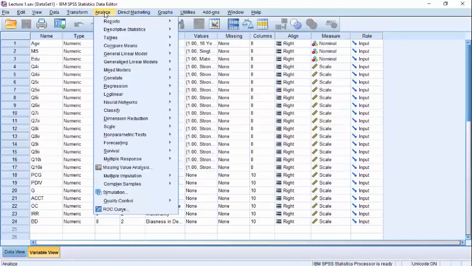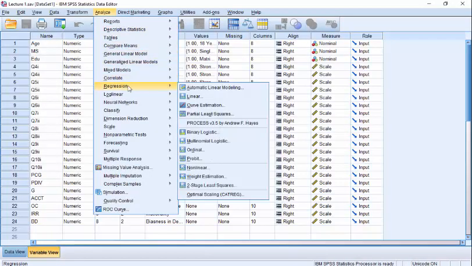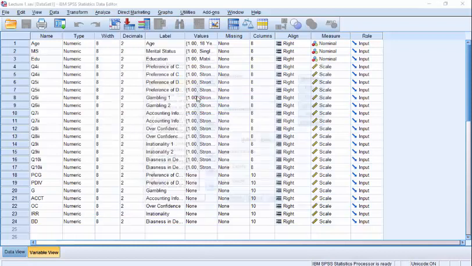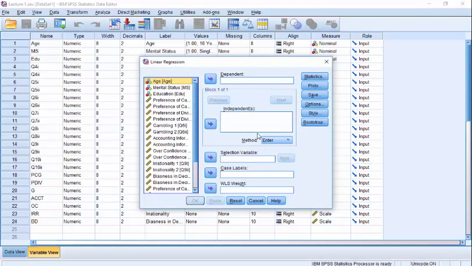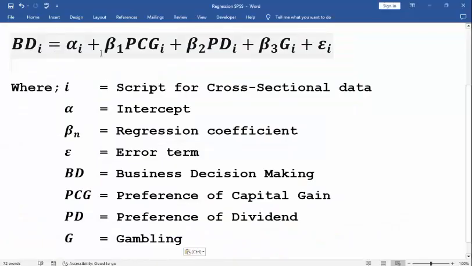Go to Analyze, then go to Regression, then Linear. This is the linear regression window. Here we will input the dependent variable, and here we will input our independent variables. Now, as per our equation, our dependent variable is business decision making, and we have three independent variables.